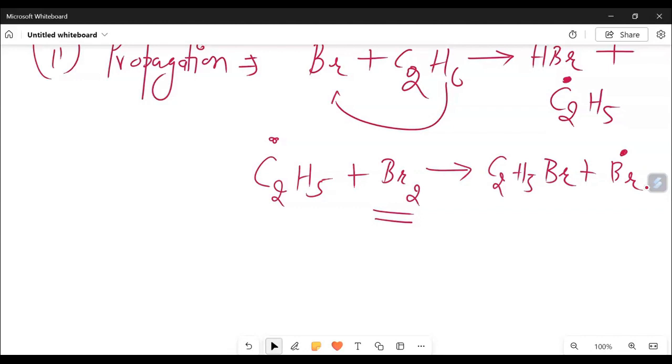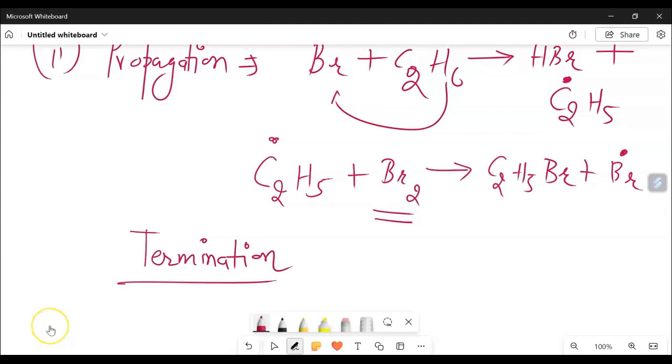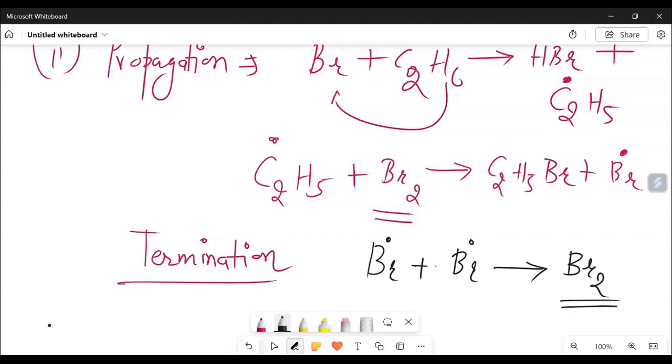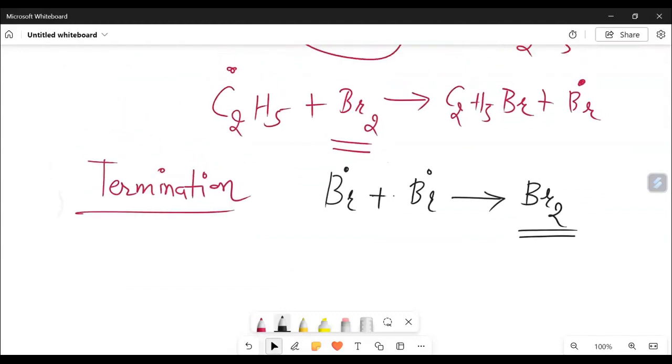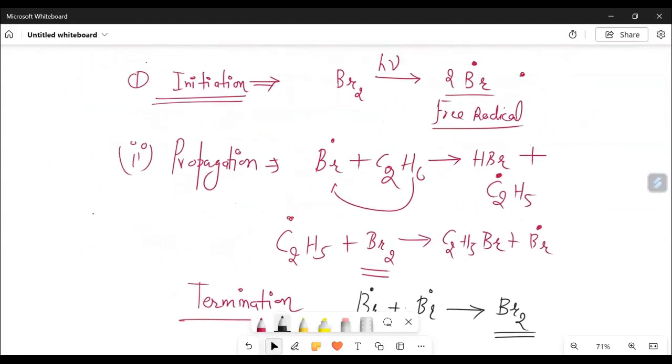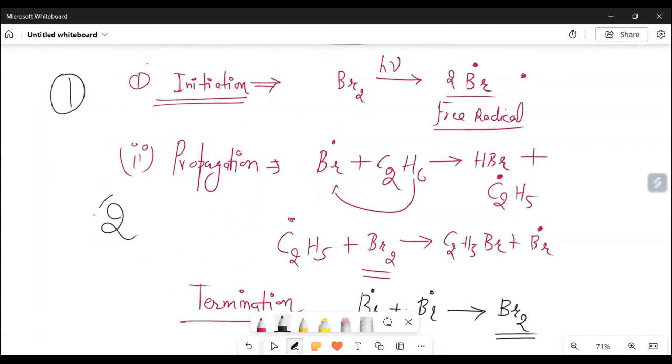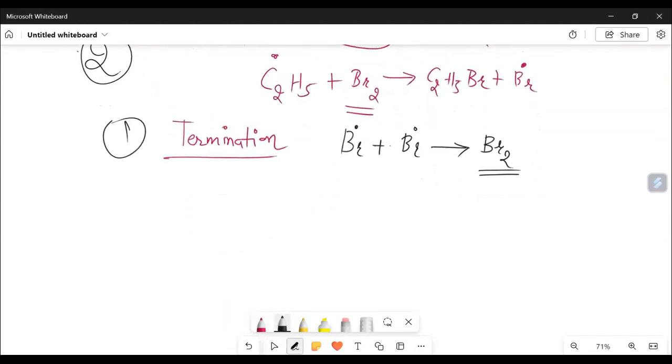Again, we are going to talk about termination. In termination, what is going to happen? This Br free radical combines with another Br free radical to get Br2. So you will get Br2 again, and this is your termination step. If you write down the whole mechanism, you will get 1 mark for initiation, 2 marks for propagation, and 1 mark for termination very easily if there is a 4 mark question on it.